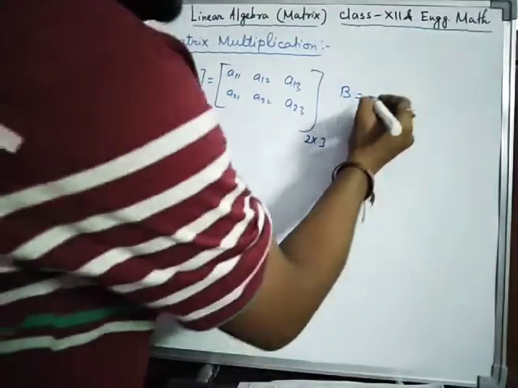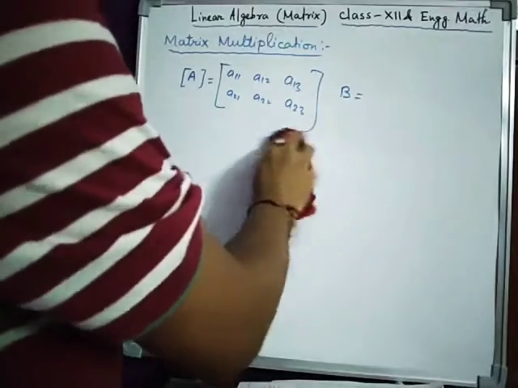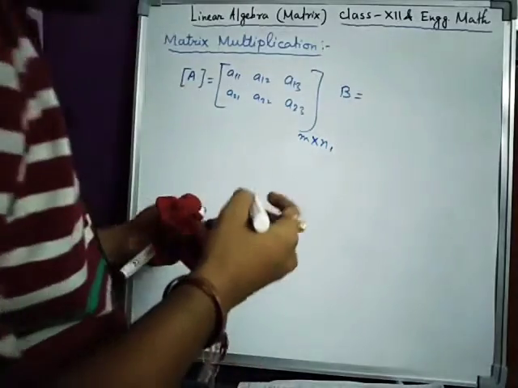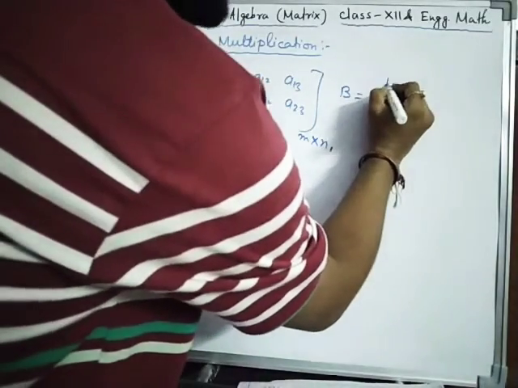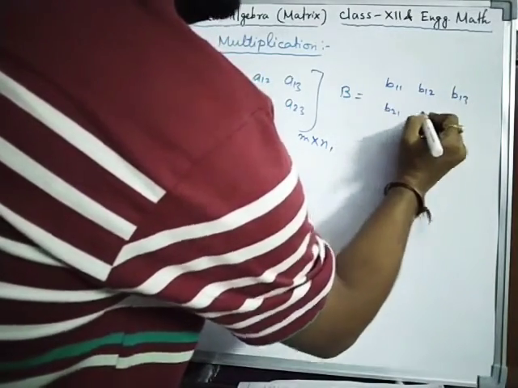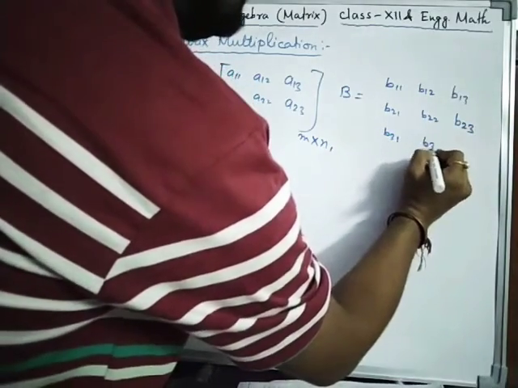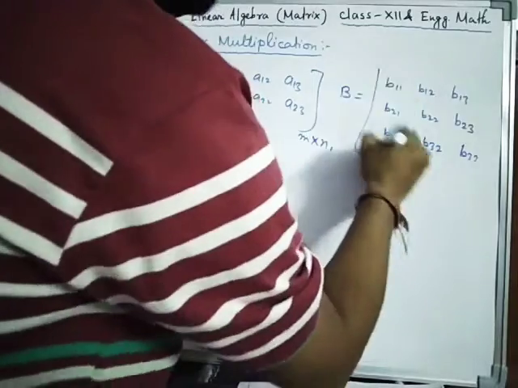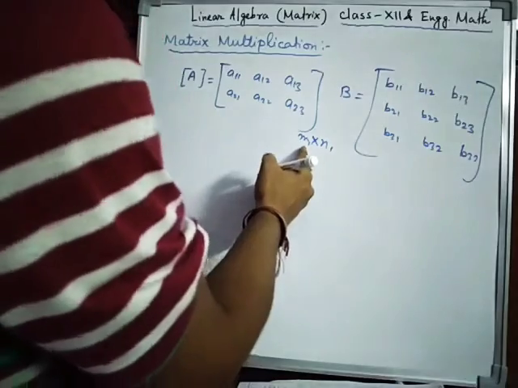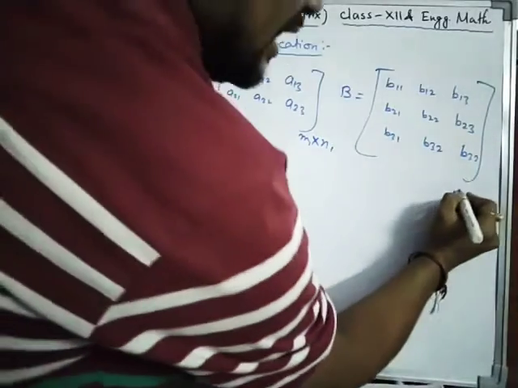In general, I am writing here m1 cross n1. This is the first case. For the second case, B is another matrix: B11, B12, B13, B21, B22, B23, B31, B32, B33. Suppose I am taking another matrix whose order is M2 cross N2, where M1 is the number of rows and N1 the number of columns of the first matrix.